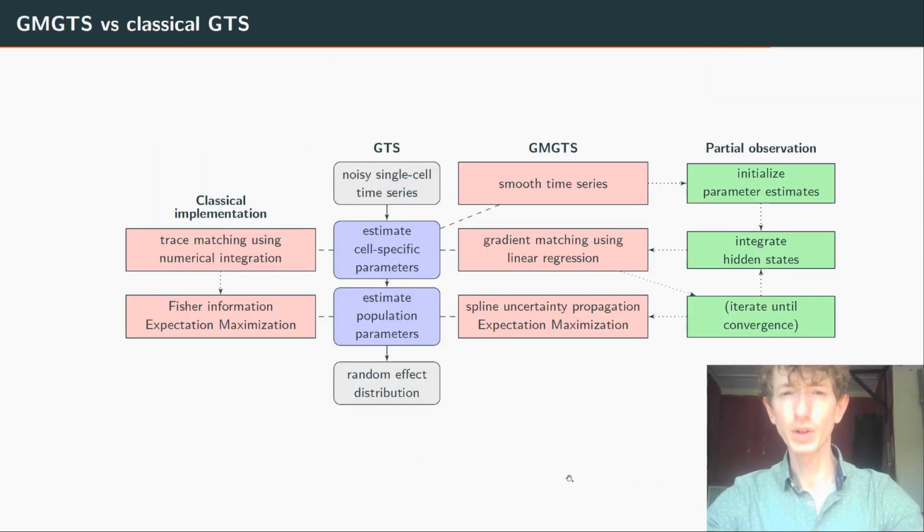So to summarize, we retain the overall structure of the GTS method, but we estimate the cell-specific parameters with gradient matching using linear regression instead. That means we smooth the data first before any optimization takes place. When substates are hidden, we iterate between integrating the hidden states and optimizing using gradient matching until convergence. The second stage is kept nearly identical, with the important difference in the uncertainty estimation. So the essence of our contribution consists of designing a gradient matching algorithm that can deal with hidden states, deriving an uncertainty approximation for the resulting estimate, and finally incorporating the algorithm in the GTS method for systems linear in parameters.